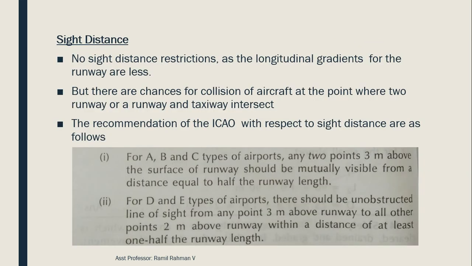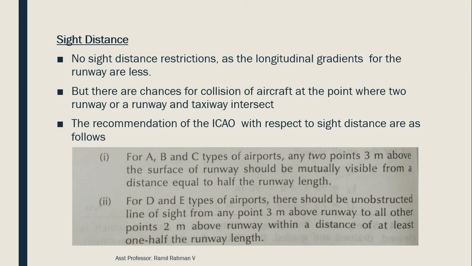The another is sight distance. No sight distance restrictions, as the longitudinal gradient for the runways are less, but there are chances for a collision of an aircraft at the point where two runways or a runway and a traffic way intersects. The recommendation of the ICAO with respect to sight distance are as follows.